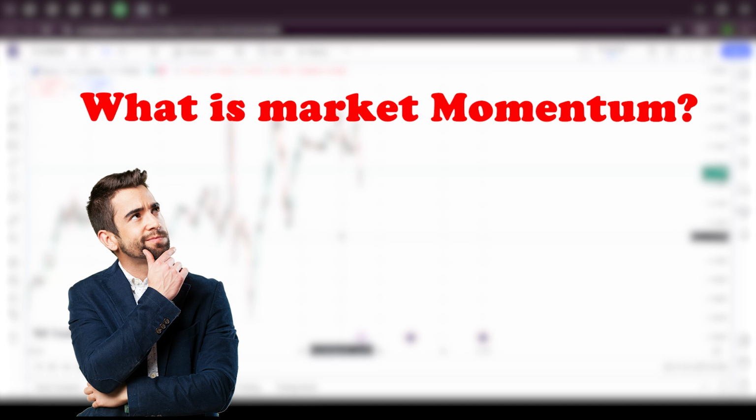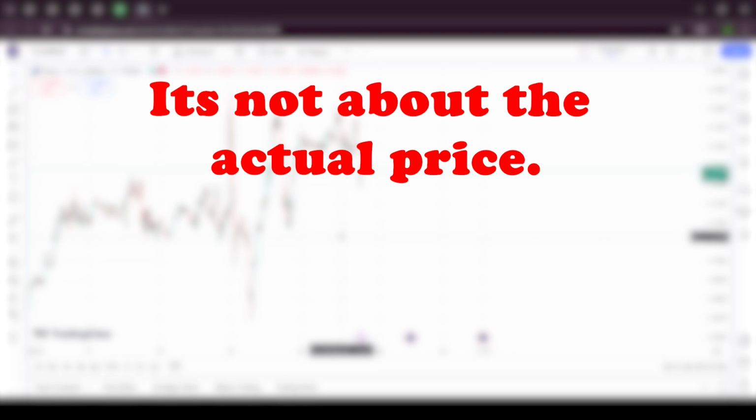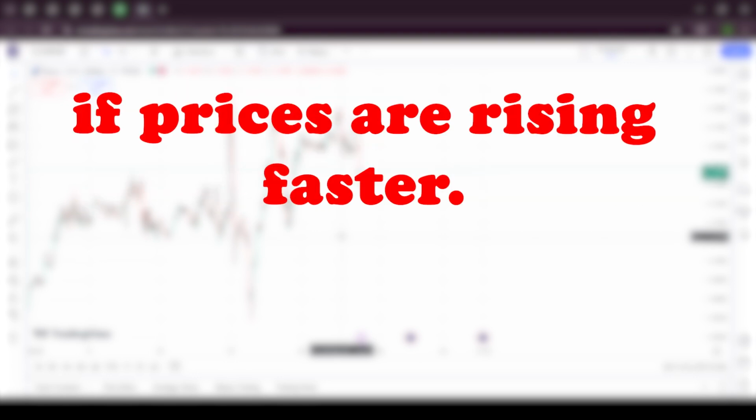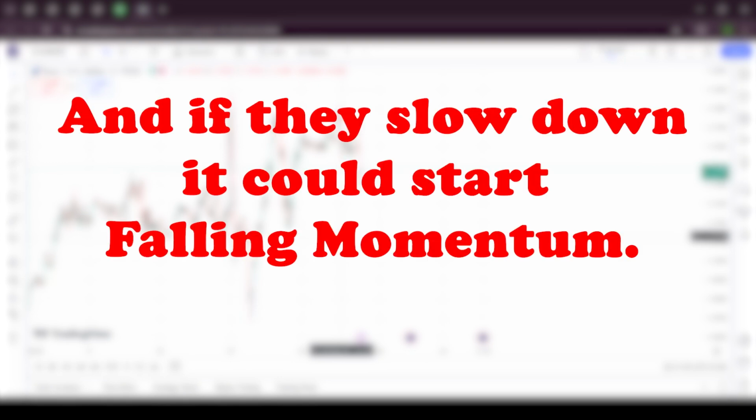First, what is market momentum? In trading, momentum shows us the speed at which prices are moving. It's not about the actual price, but how fast the prices are going up or down. For example, if prices are rising faster, we say the market has strong upward momentum, and if they slow down, it could start falling momentum.